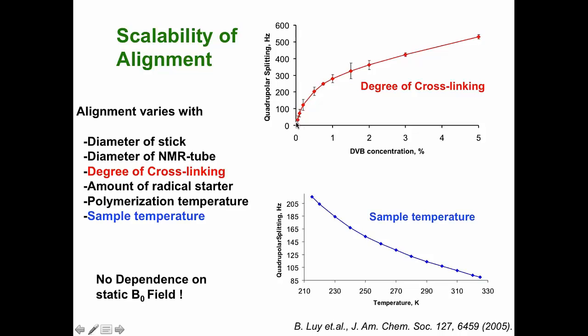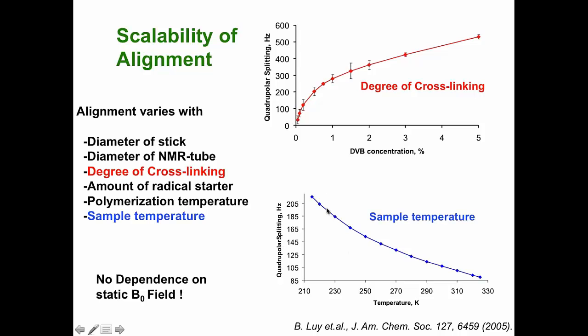You see the cross-link density: at the beginning, the degree of alignment grows fast. That is why, in the case of the PMMAs or the HEMA, there is a big difference between having 0.2%, 0.3%, or 0.4%, because the quadrupolar coupling changes drastically. But as you increase the cross-link density, it grows more slowly. Also there is an effect with the temperature. As you increase the temperature, the quadrupolar splitting drops.